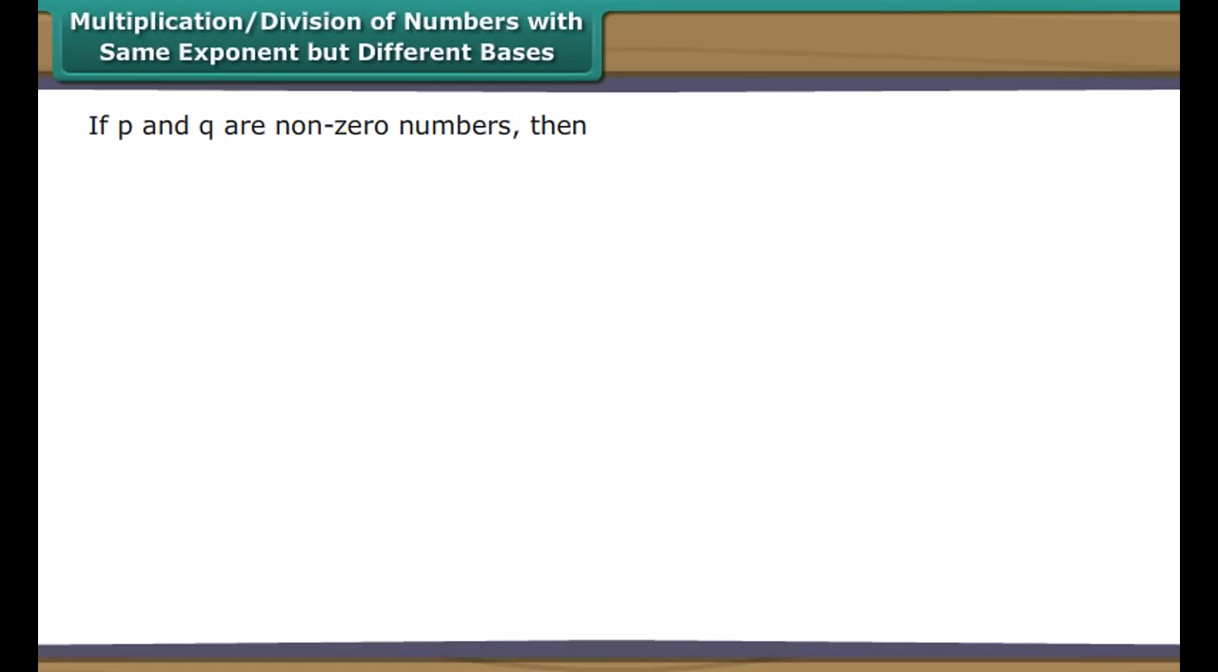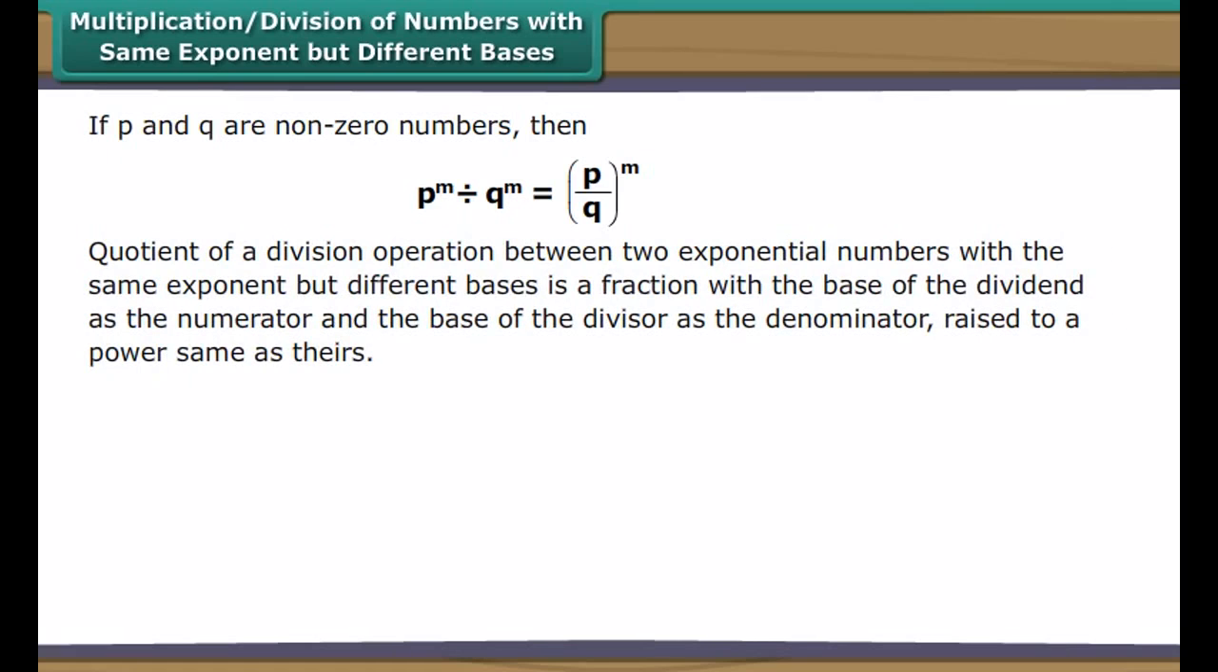If p and q are non-zero numbers, then p raised to the power m divided by q raised to the power m is equal to (p upon q) raised to the power m. The quotient of a division operation between two exponential numbers with the same exponent but different bases is a fraction with the base of the dividend as the numerator and the base of the divisor as the denominator raised to a power same as theirs. Let us now use the law.